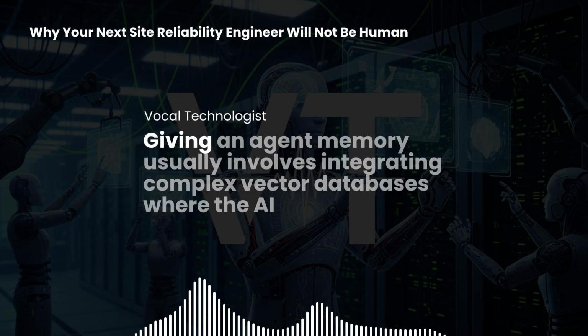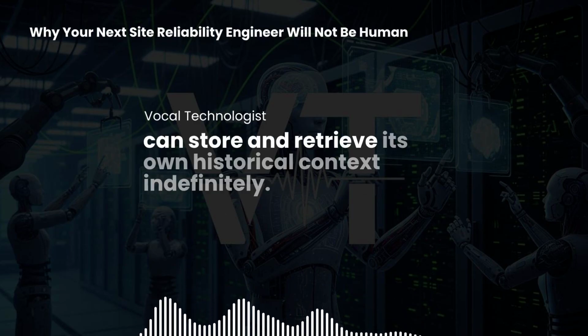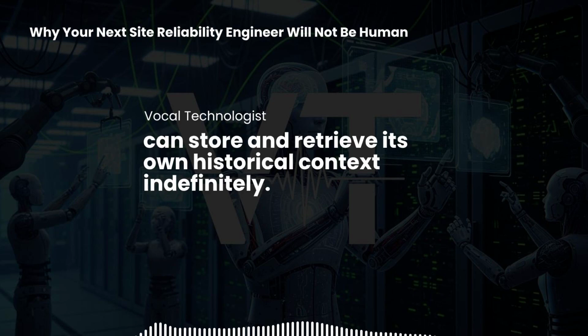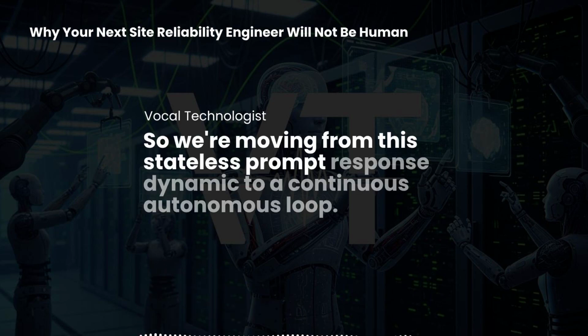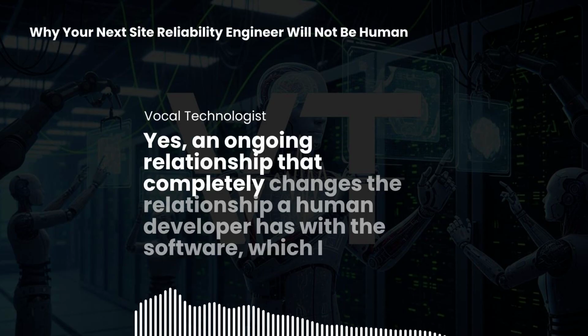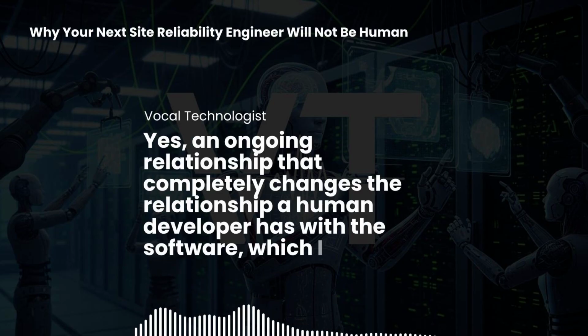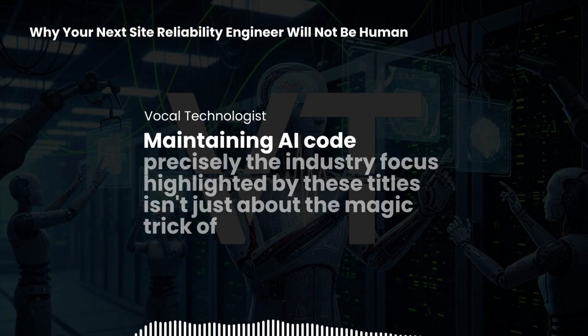And how do they do that? Giving an agent memory usually involves integrating complex vector databases where the AI can store and retrieve its own historical context indefinitely. So we're moving from this stateless prompt response dynamic to a continuous autonomous loop. Yes, an ongoing relationship. That completely changes the relationship a human developer has with the software, which I guess explains the title Maintaining AI Code.